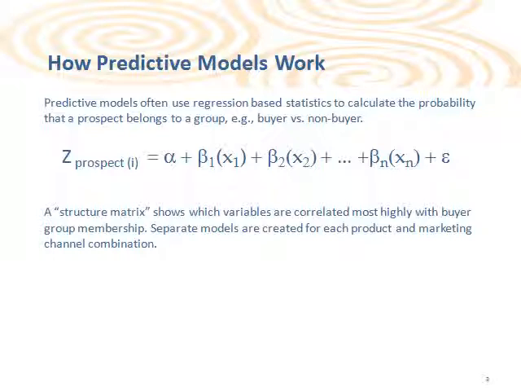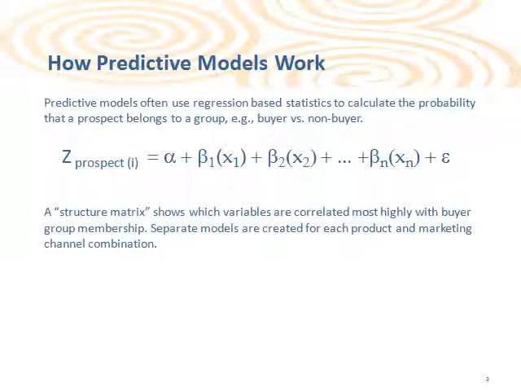When the discriminant model is run, various outputs are provided, including the percentage of prospects who are correctly assigned, what they call a confusion matrix. Another important output is a structure matrix, which shows which variables are correlated most highly, both positively and negatively, with buyer group membership. Because we use the analysis to create lists for direct mail or outbound telemarketing, we're primarily interested in the probability of buying the product or service we're marketing.